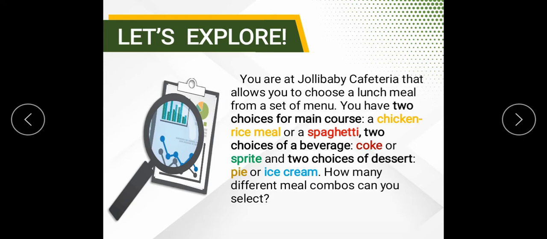Let us try to look for the hint in this problem. Let us consider the number of choices. You have two choices main course, chicken rice meal or spaghetti, two choices of beverage, Coke or Sprite, and two choices of dessert, pie or ice cream.